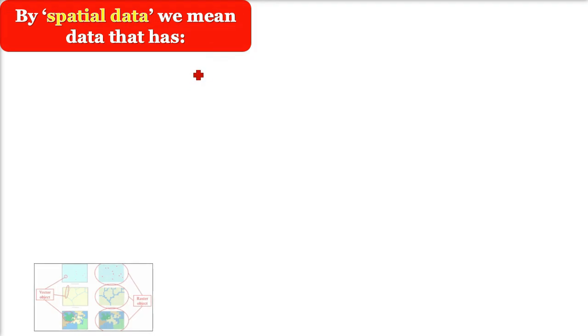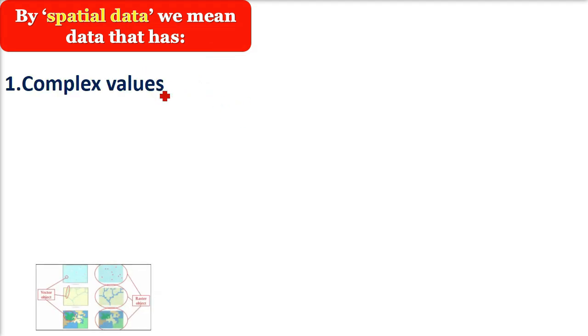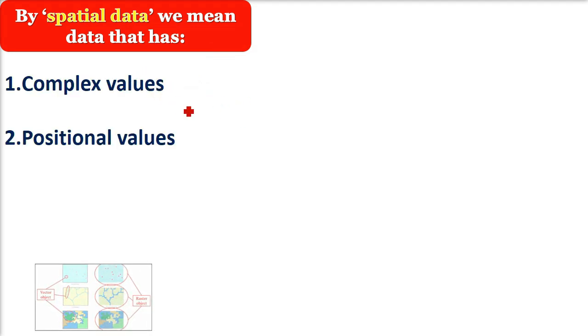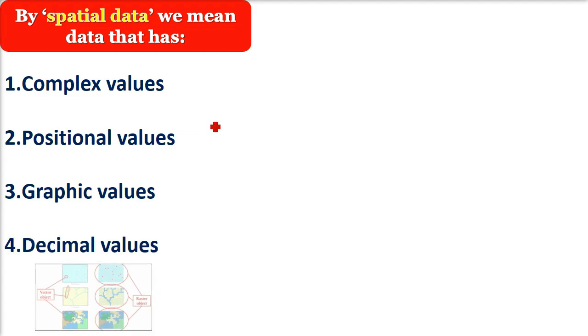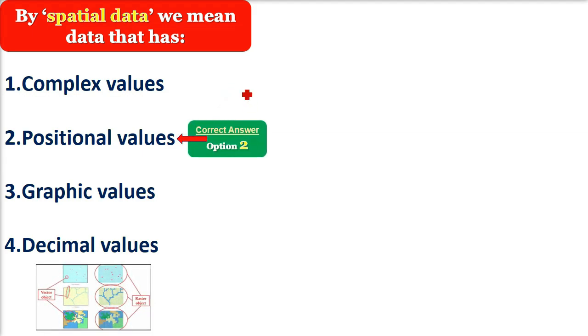By spatial data, we mean data that has, first is complex values. If we have complex values, it is spatial data. We have a positional value that can be called spatial data, or graphic values that can be called spatial data, or the decimal values. For example, we have points in the numbers. What do you think is the answer? Yes, it's correct. It's positional values, right? Spatial data means positional values, location values.